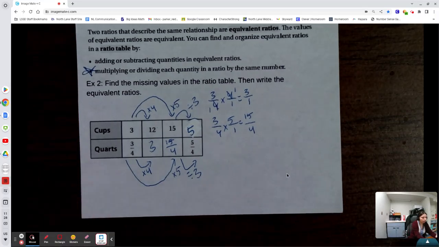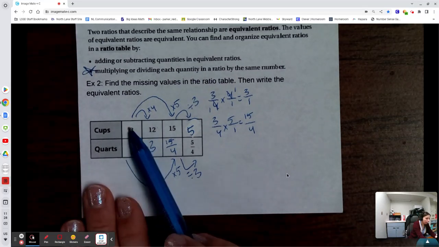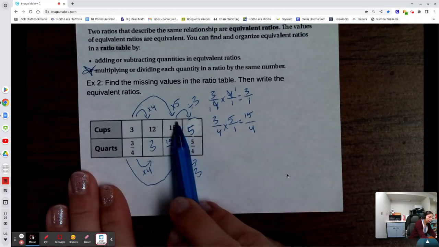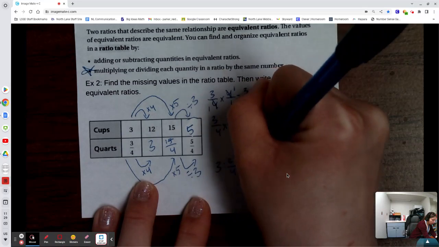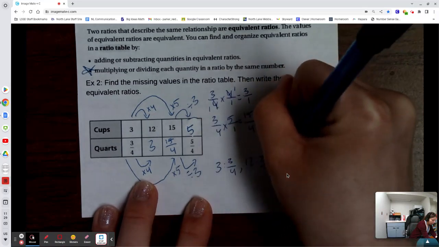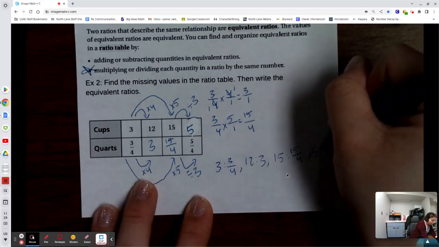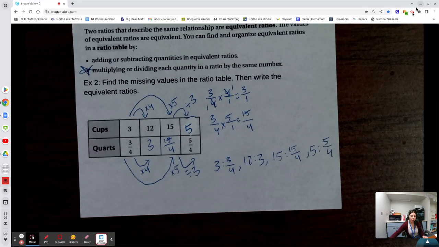Remember, since a ratio is a comparison of 2 different things, that means the 2 numbers, one on top of the other, the cups and the quarts, those 2 different amounts create one ratio. So there are 4 here total. The first is 3 to 3/4. The second is 12 to 3. The third is 15 to 15/4, and the final one is 5 to 5/4. Those are our 4 equivalent ratios. Again, they would all have the same value if you went to do that for every single one.